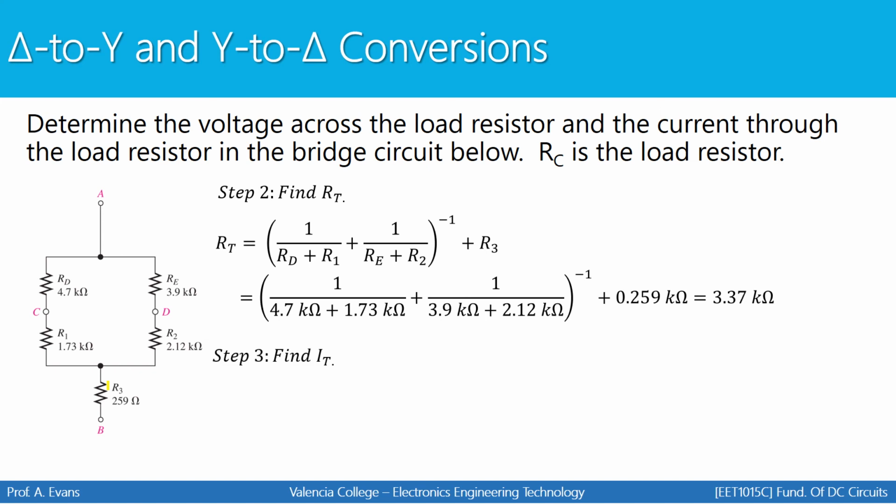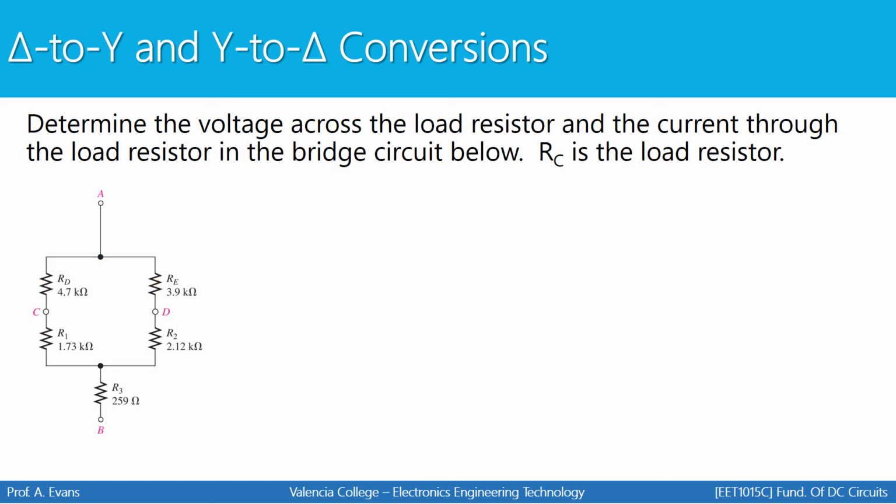Now that I have total resistance, I can go find the total current. Going back to the original problem indicates that the source voltage is 12 volts. The source voltage is connected to point A, so I know that 3.56 milliamps comes in here and then splits into two paths. So at this point, we know the total current, we know the total resistance.